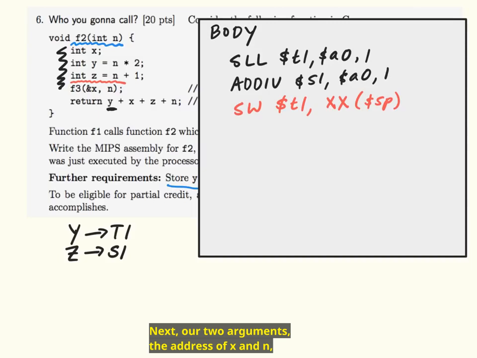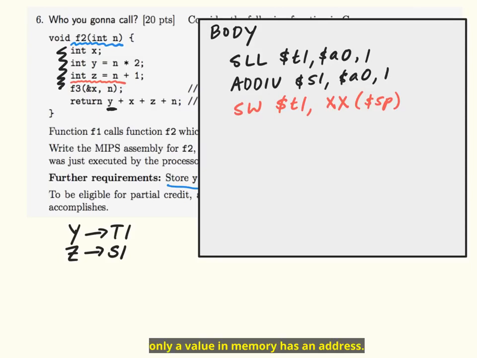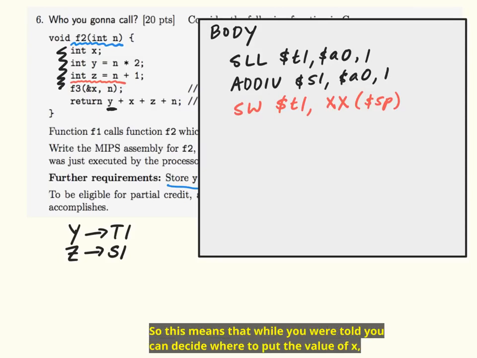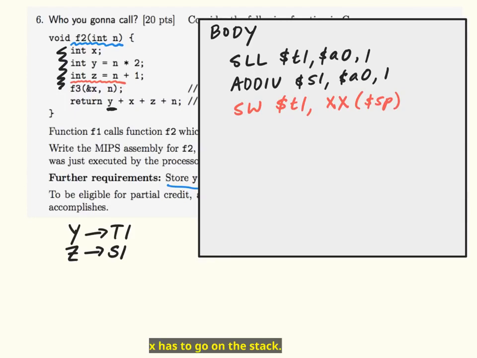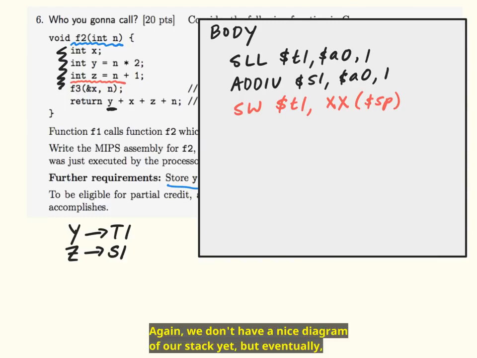Next, our 2 arguments, the address of x and n, need to be put in registers A0 and A1 respectively. The address of x is really the only truly tricky part of this prelim question. If you need an address of something, it cannot be stored in a register. Only a value in memory has an address. So this means that while you were told you can decide where to put the value of x, x has to go on the stack. Again, we don't have a nice diagram of our stack yet, but eventually offset somewhere from the stack pointer is going to be the location x.